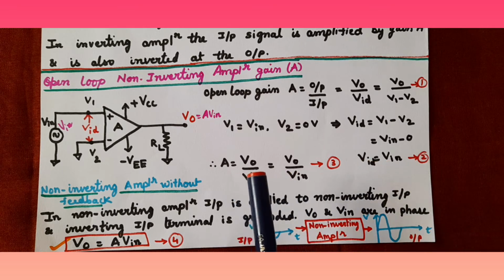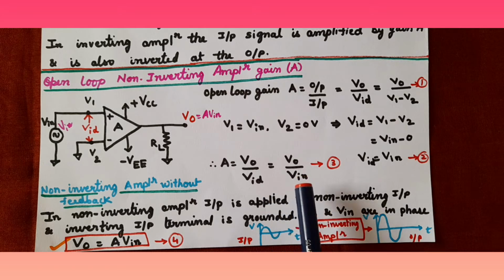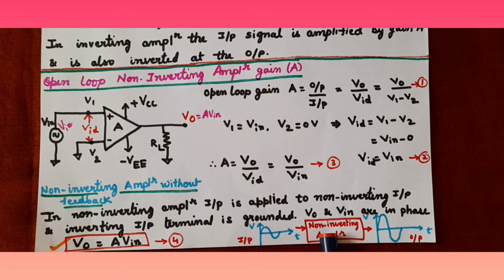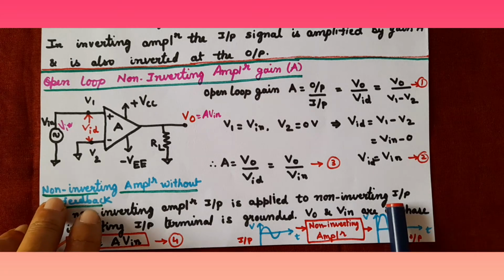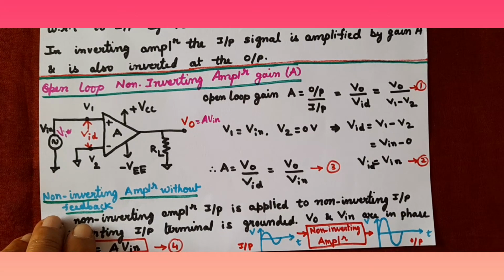So what is the open loop gain equation? A is equal to V0 by VID, which is equal to V0 by Vin. So when we give an input of small amplitude to the non-inverting amplifier, it gets amplified and it is in the same phase as the input signal. On rearranging the terms of gain, we get the output voltage equation of the non-inverting terminal as A times Vin. So let me summarize the work that I have explained here.